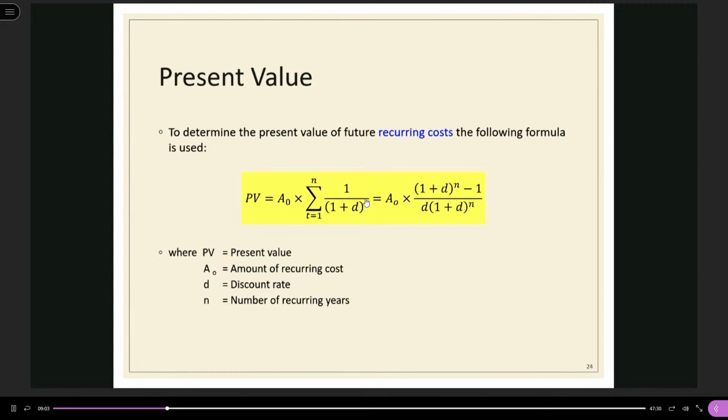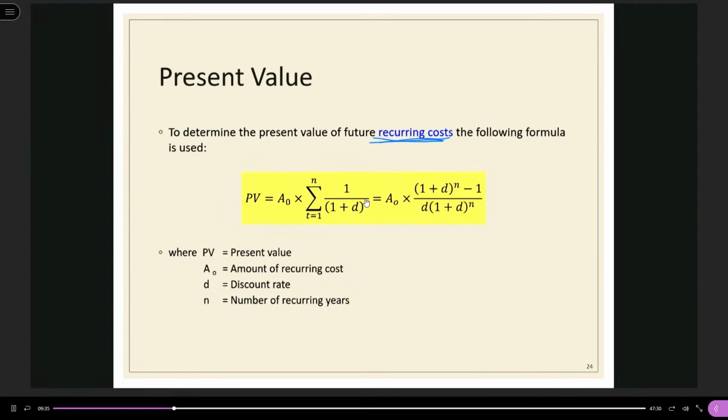So how about a recurring cost? A cost that will happen every year. To determine the present value of future recurring costs, we may use this equation. This is a more complicated equation, but you don't need to memorize it. If you are asked to do present value calculation in the test, this equation, or all equations, will be given.